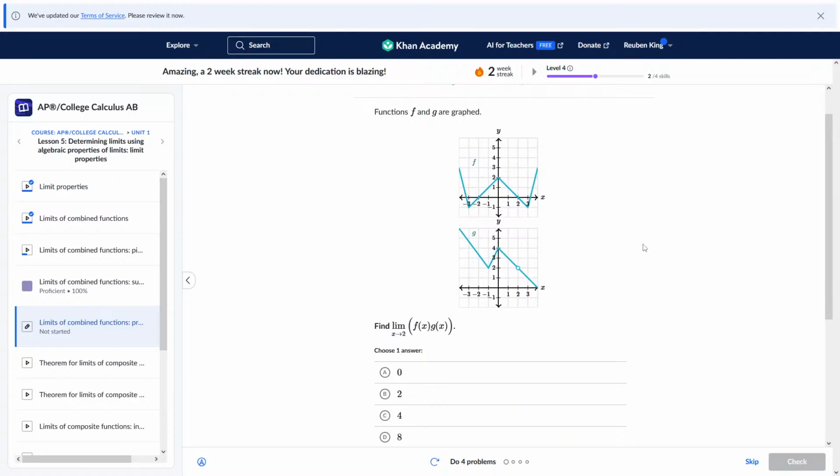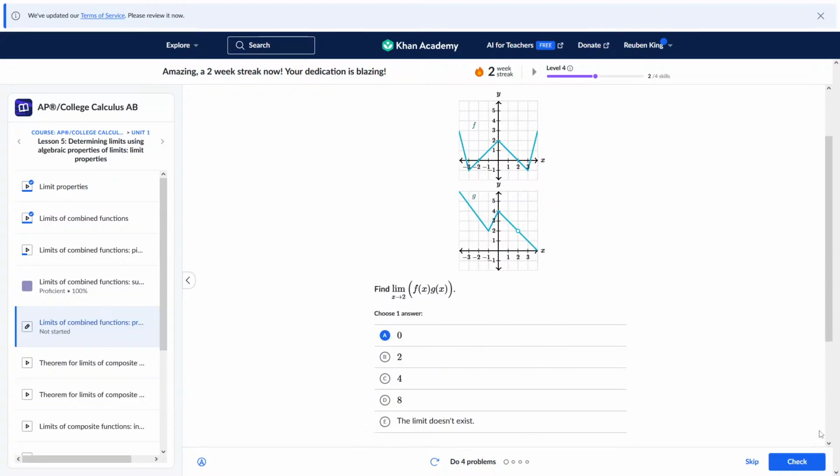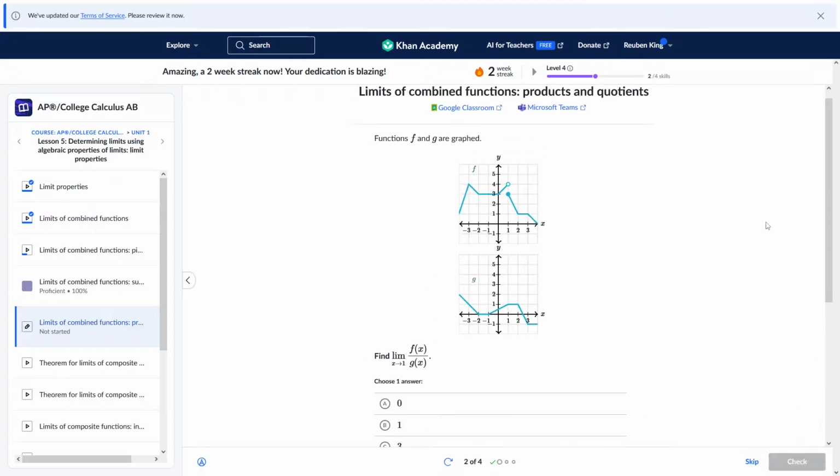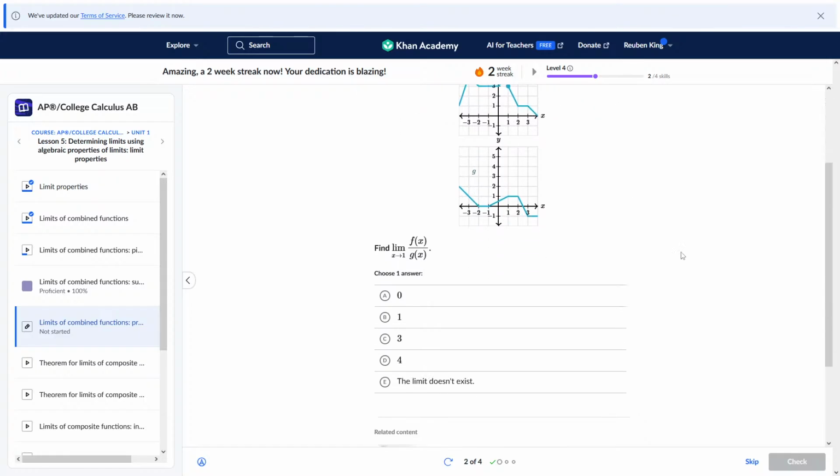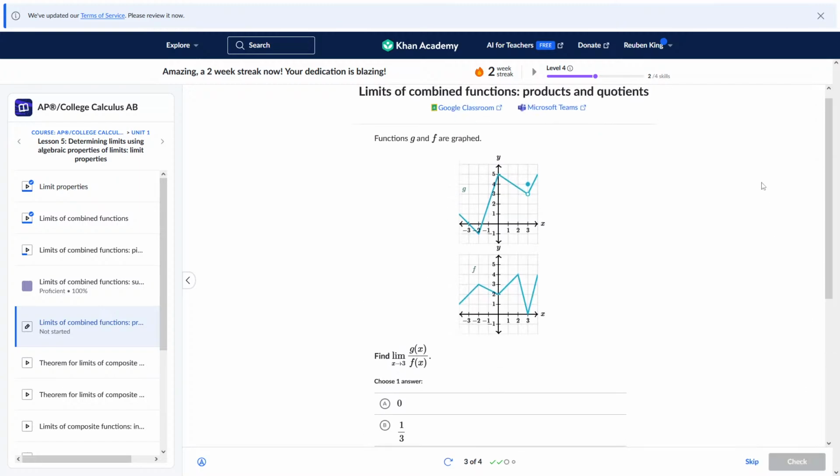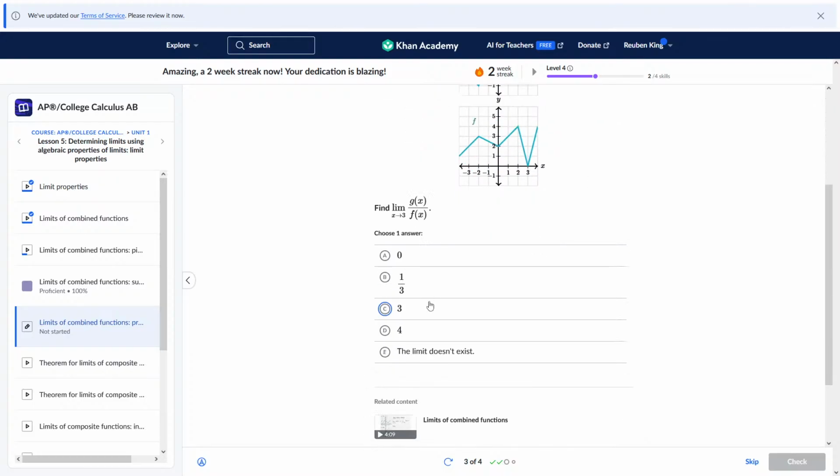F times g. Alright, approaches 2, 0 times 2, 0. Approaches 1 and divide. From the left, 4 divided by 1, 4. And then 3 divided by 1, 3. Limit doesn't exist. Boom. Alright, approaches 3. g is 3. And then 3 over 0. I mean, that doesn't exist.